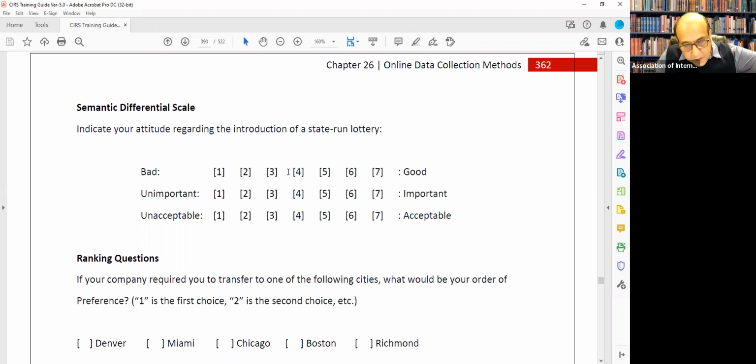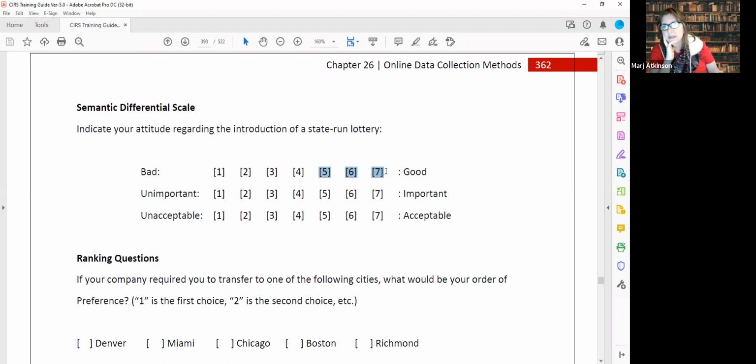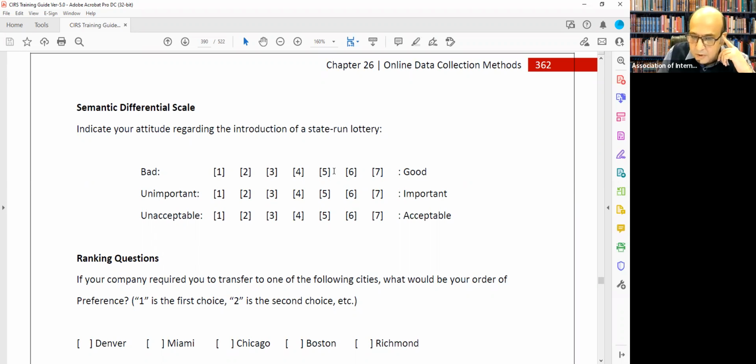Now, if these numbers are from here to here, it could be somewhat on the bad side. It's an assumption. That's what I was saying. I was just saying a 5-point scale would be treated the same as 7 points. Okay. All right. So this is the rationale, I guess.